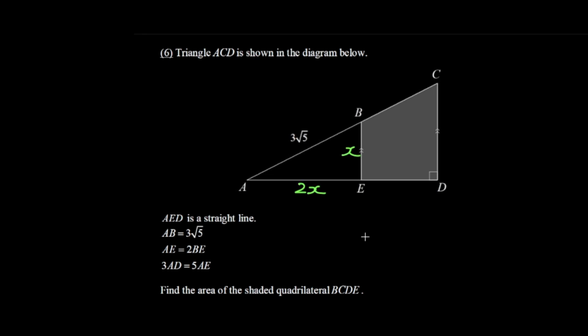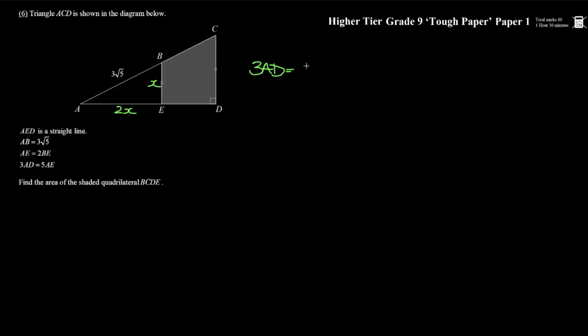And indeed, this is turning out to be a length scale factor question, because this third line down here, 3 times AD, 3 times this big length here, is equal to 5 times this little length here. If we muck that around, we will get a length scale factor directly. 3AD is equal to 5AE. So therefore, AD equals 5 over 3 multiplied by AE. And that's equal to the length scale factor going from the small up to the large triangle.